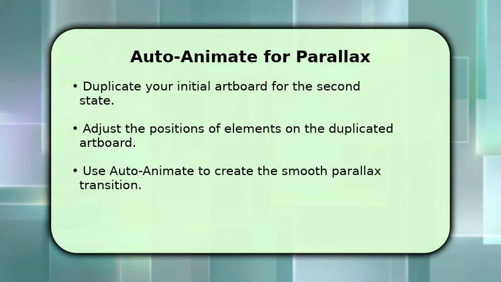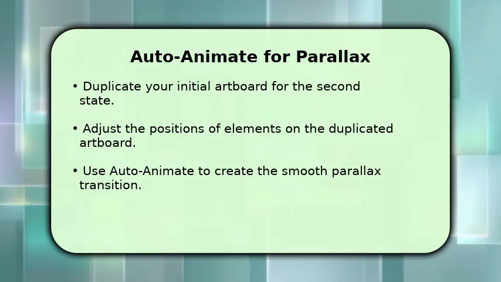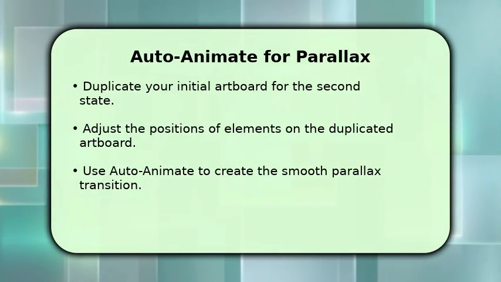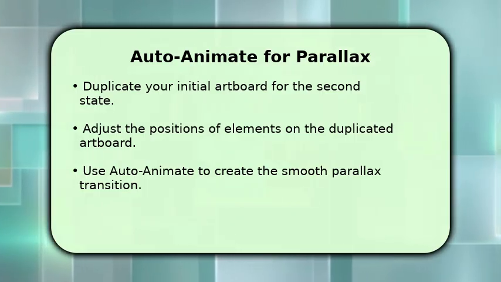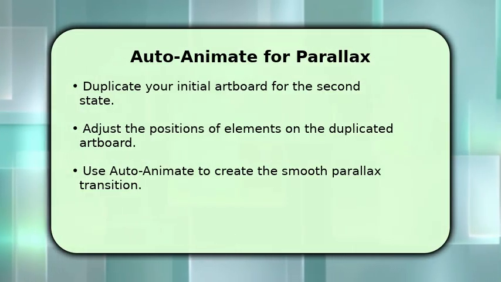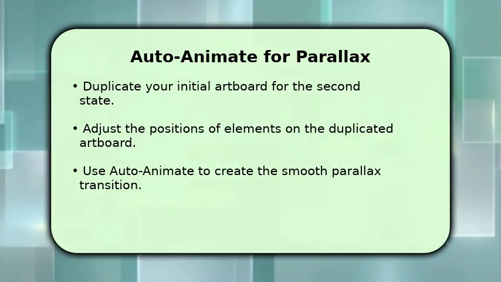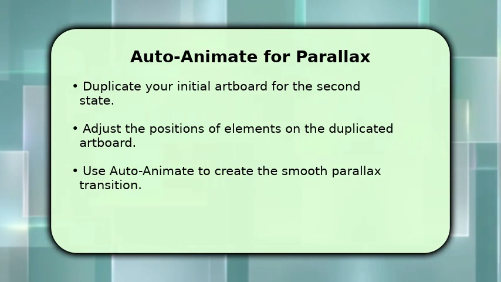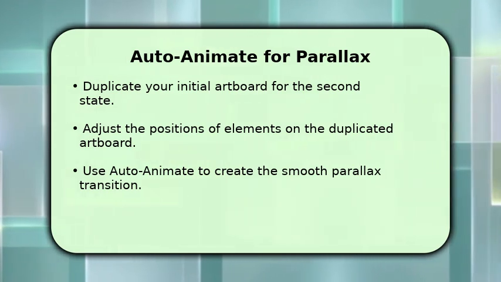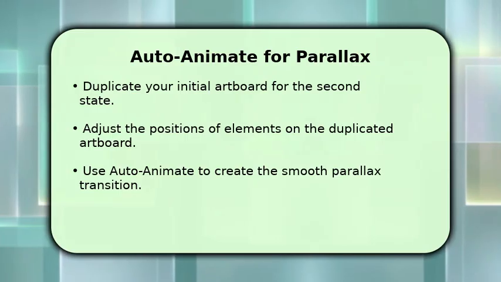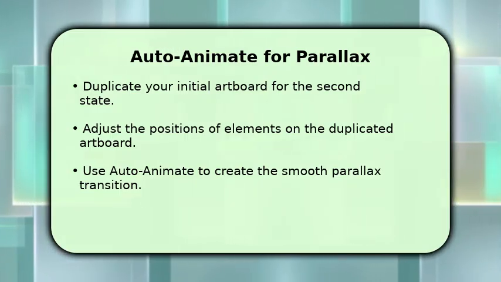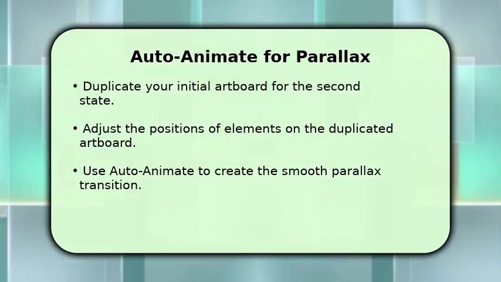Next, we'll use Auto Animate to bring the parallax to life. Duplicate your initial artboard. On the duplicated artboard, move your background image and foreground elements to their desired end positions. The key is to move them at different rates. For example, the background moves slower than the foreground. Then, link the two artboards with a tap trigger and select Auto Animate for a smooth transition.